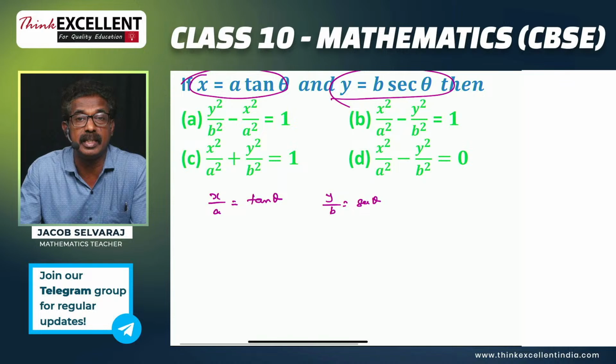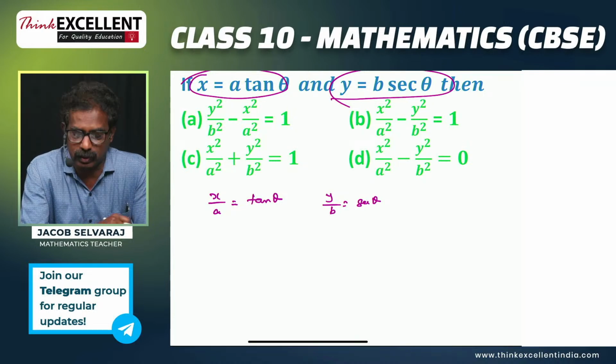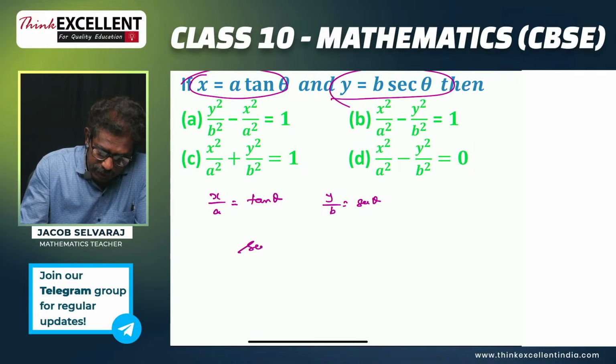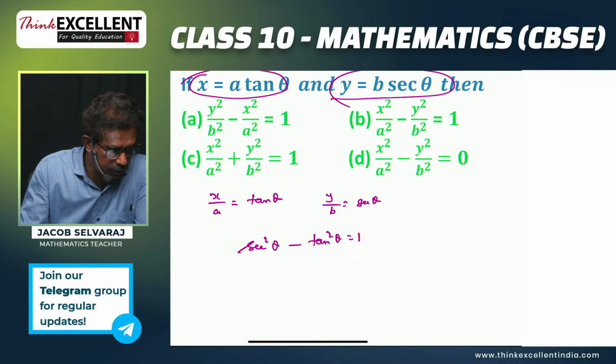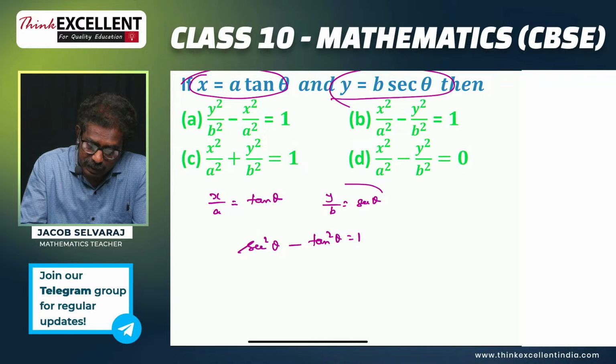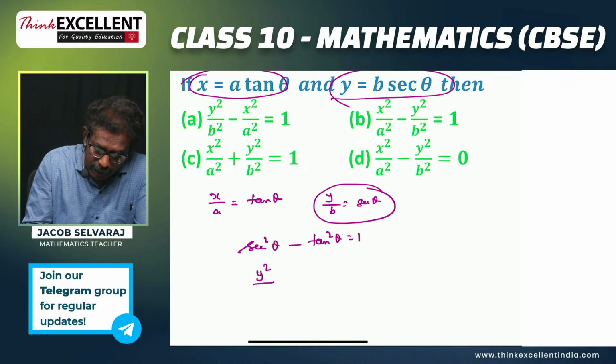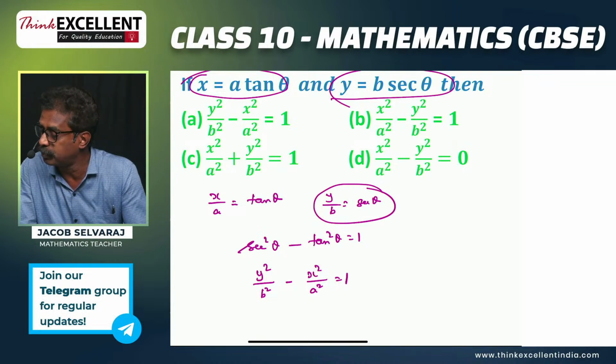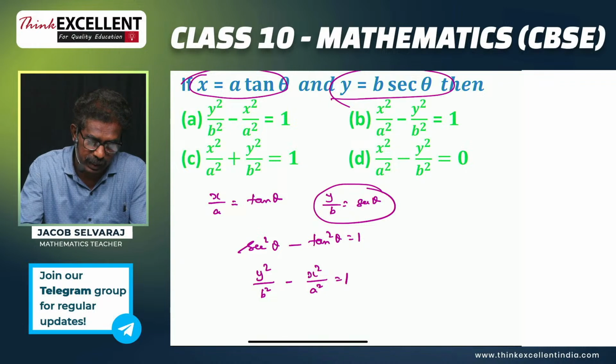We have an identity using secant and tan. For sin and cos, sin square theta plus cos square theta is 1. For secant and tan, there is a second identity: secant square theta minus tan square theta is 1. Secant square theta means y square by b square, minus tan square theta, x square by a square, equal to 1. You have the option. Yes, Sakchivel, your answer is right. Hanshika, yes, A is the right answer.